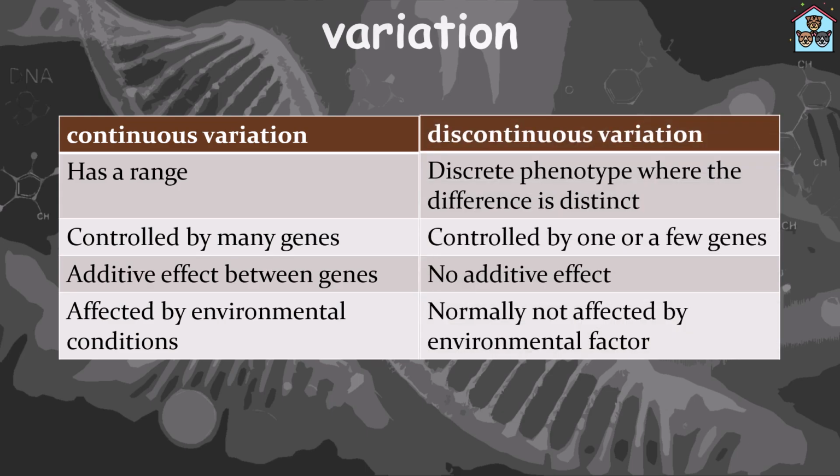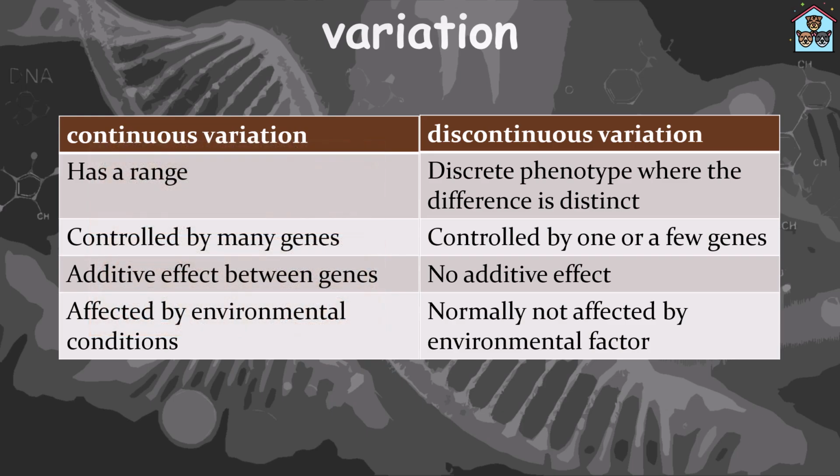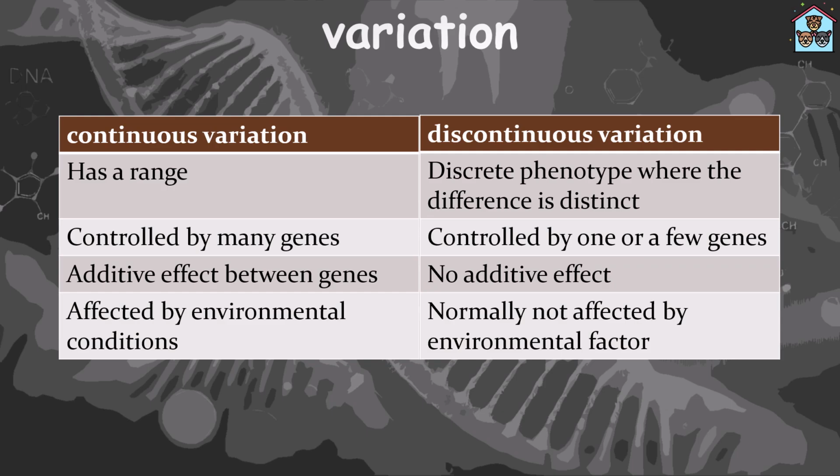The other group is discontinuous variation, where phenotypes are categorical, meaning you are one thing or another. For example, double or single eyelids. You can't have 3.14 eyelids. Gender is also a discontinuous phenotype, either one or the other. It is controlled by one or a few genes with no additive effect, as there is no booster that allows you to be, for instance, a sigma male without being affected by environmental factors, unless you are in South Korea.